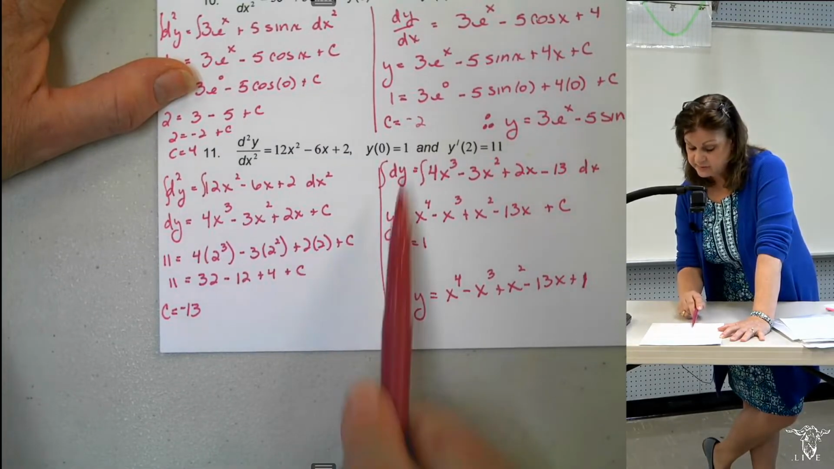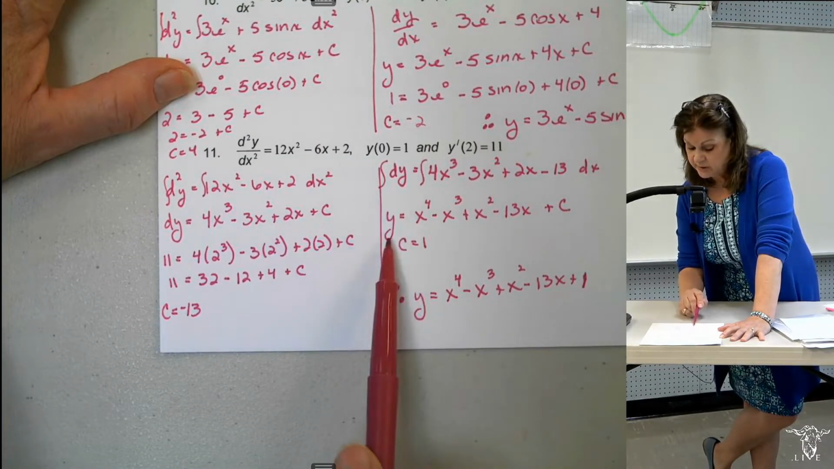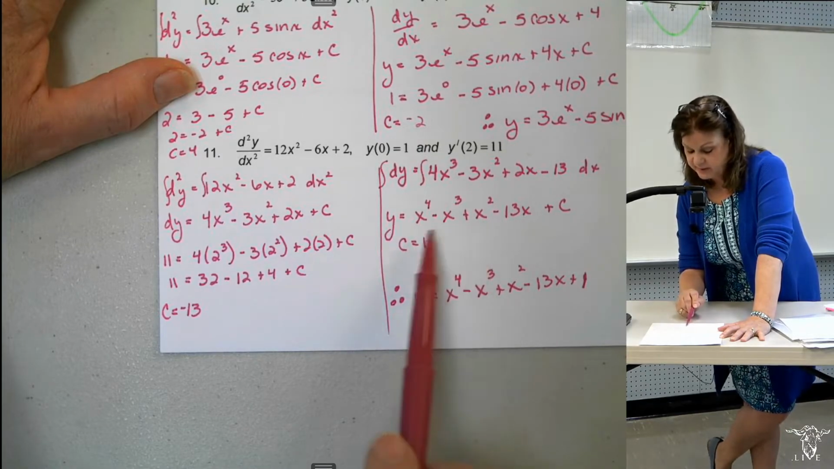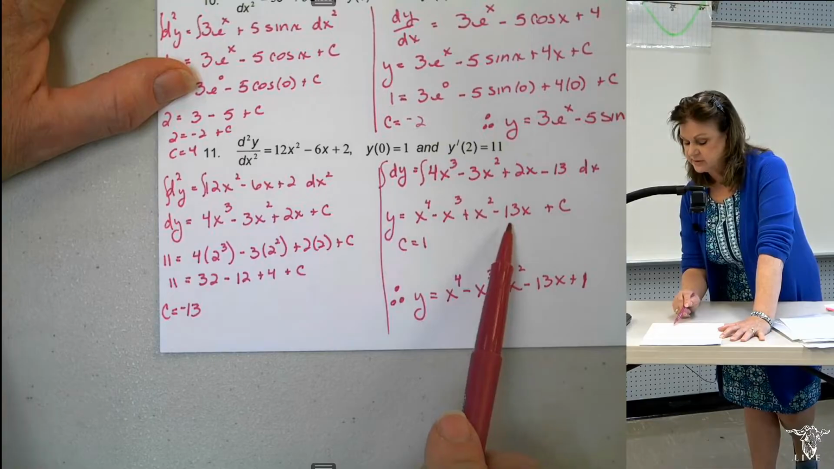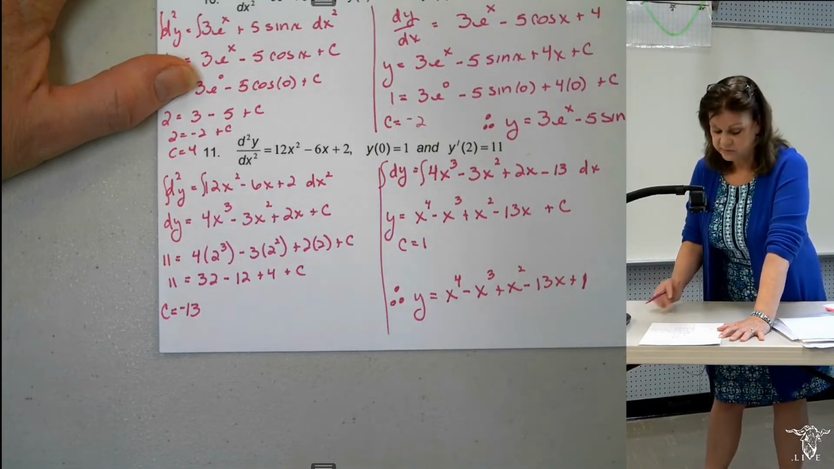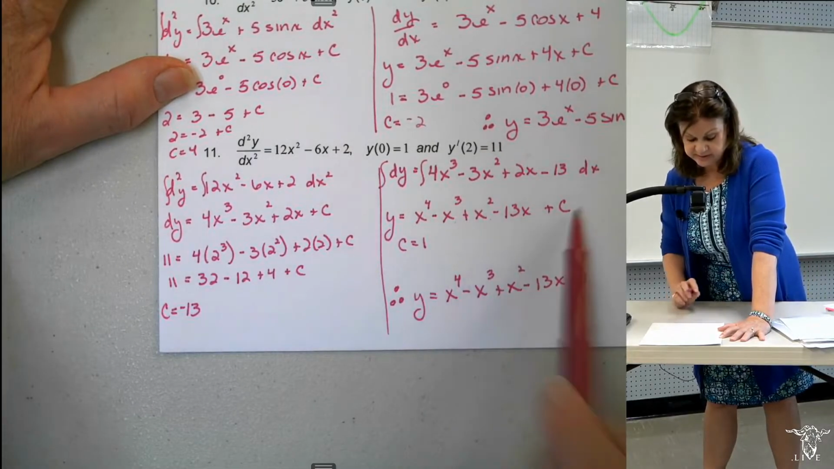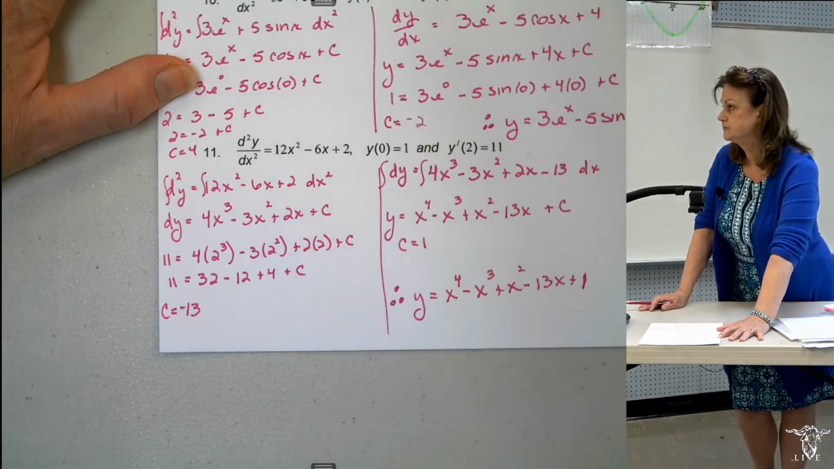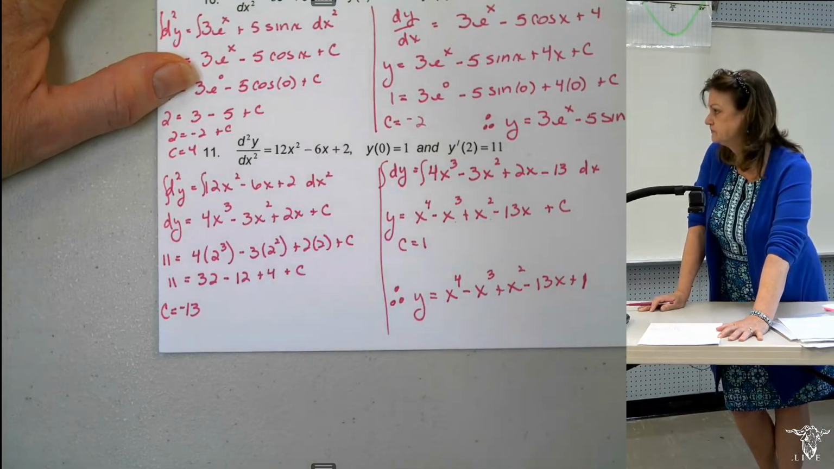So now the antiderivative of 1 dy is y, x to the fourth minus 3x squared, or excuse me, minus x cubed plus x squared minus 13x plus c, and now I'm using this condition of 0, 1. Of course, it's going to be 0, 0, 0, 0. C is going to equal 1, and here is your original function.